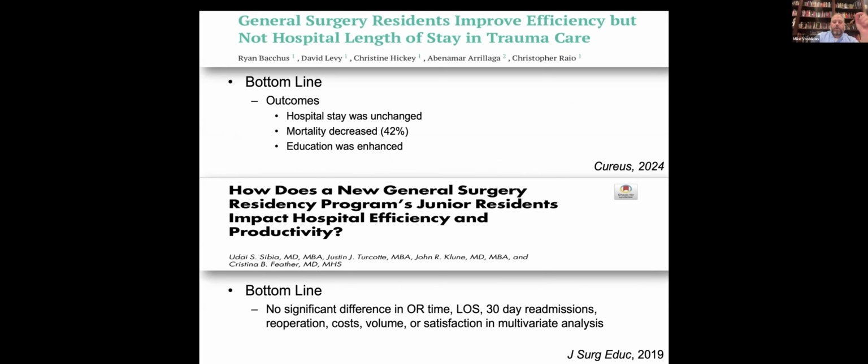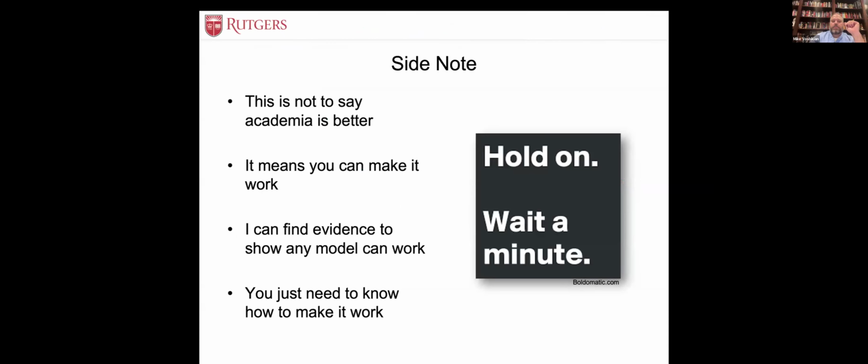But I would argue that the most critical thing is how does your institution define value and how does your institution define efficiency, and by what metrics are you valued at your institution? As a side note, again, I'm not saying academics is better. It has its upsides and its downsides, similar to private practice, private academic, employed, whatever model you're in. But it's not better.